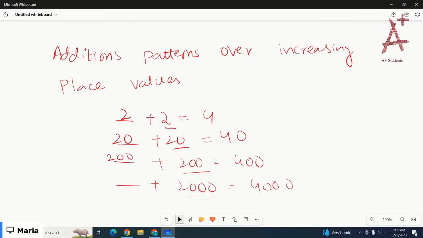200 plus 200 makes 400 and 2000 plus 2000 makes 4000. So that is a pattern, right? Increasing place values, just the place values are increasing. You started with 2, then 20, then 200 and then 2000. That's how we work on addition patterns over increasing place values, right? Let's just start with another example.